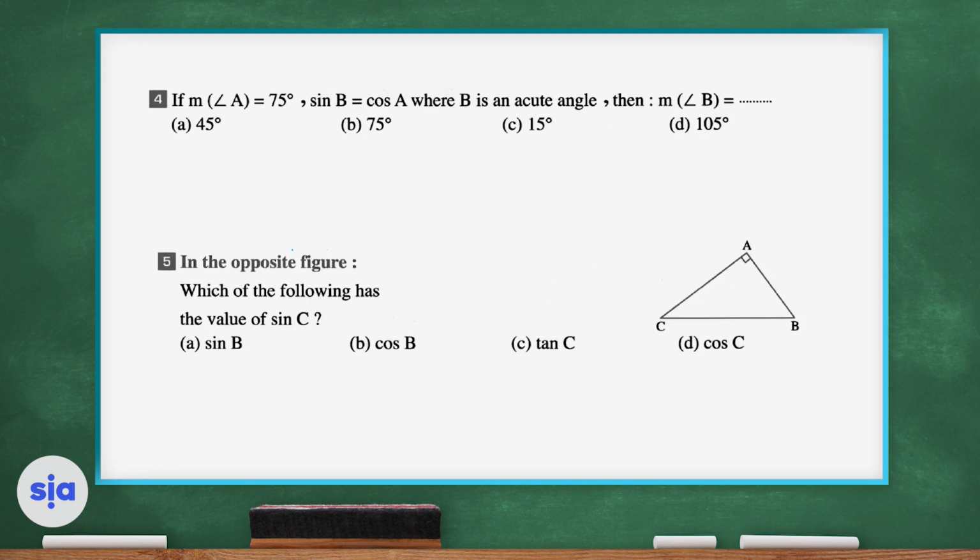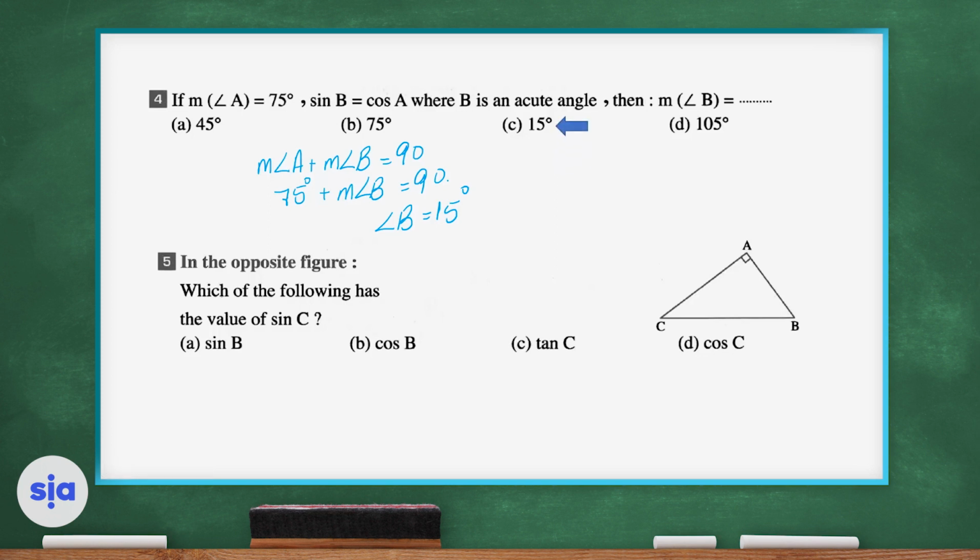In question 4, if the measure of angle A is 75 degrees and sine B is equal to cosine A, then remember that A and B are complementary angles. If A and B are complementary angles, this means that the measure of angle A plus the measure of angle B equals 90 degrees. If A is 75 degrees, then B is equal to 15 degrees. So the right answer here is choice C.